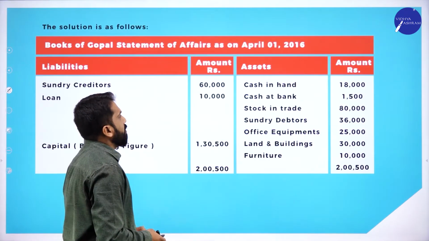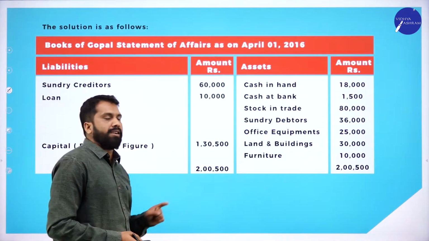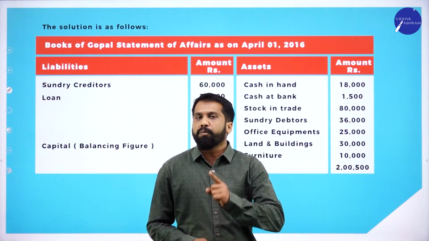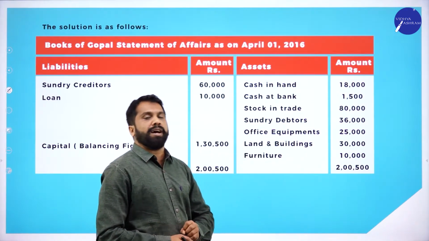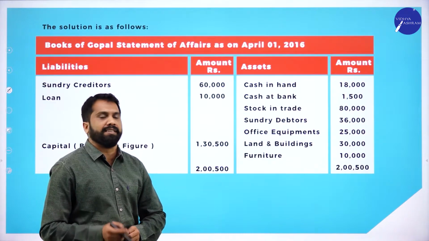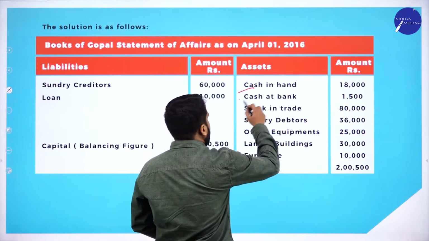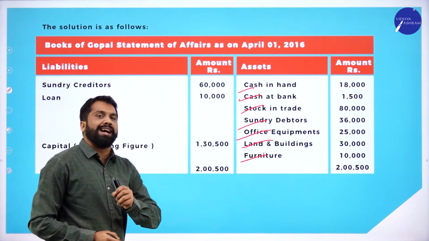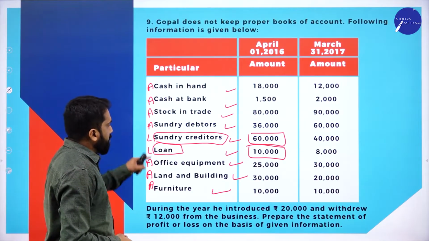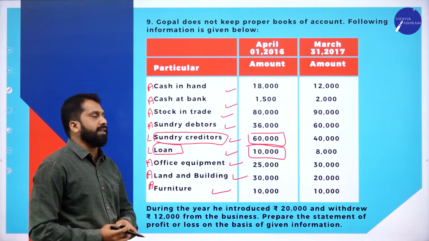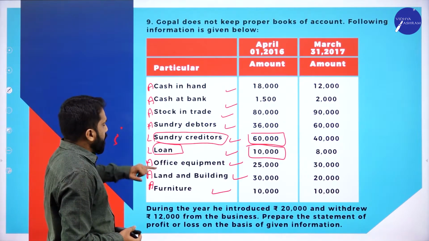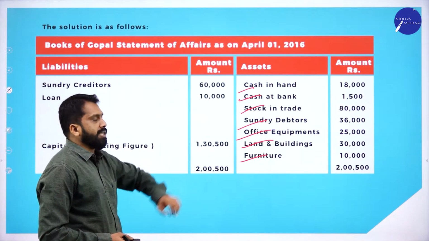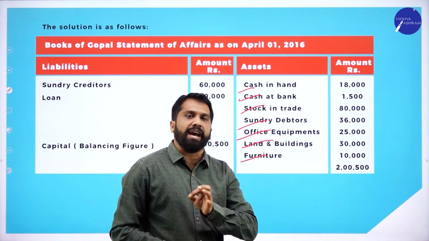Now, this will be your 2016. I already explained in your previous session. You have to go back and watch that previous session. You have a similar kind of problem there, but the amounts are different. Now, cash in hand, cash at bank, stock, debtors, office equipment, land, furniture. Whatever we mentioned as asset, we have copied there, like 1, 2, 3, 4, 5, 6, 7. All these 7 asset items we have mentioned.